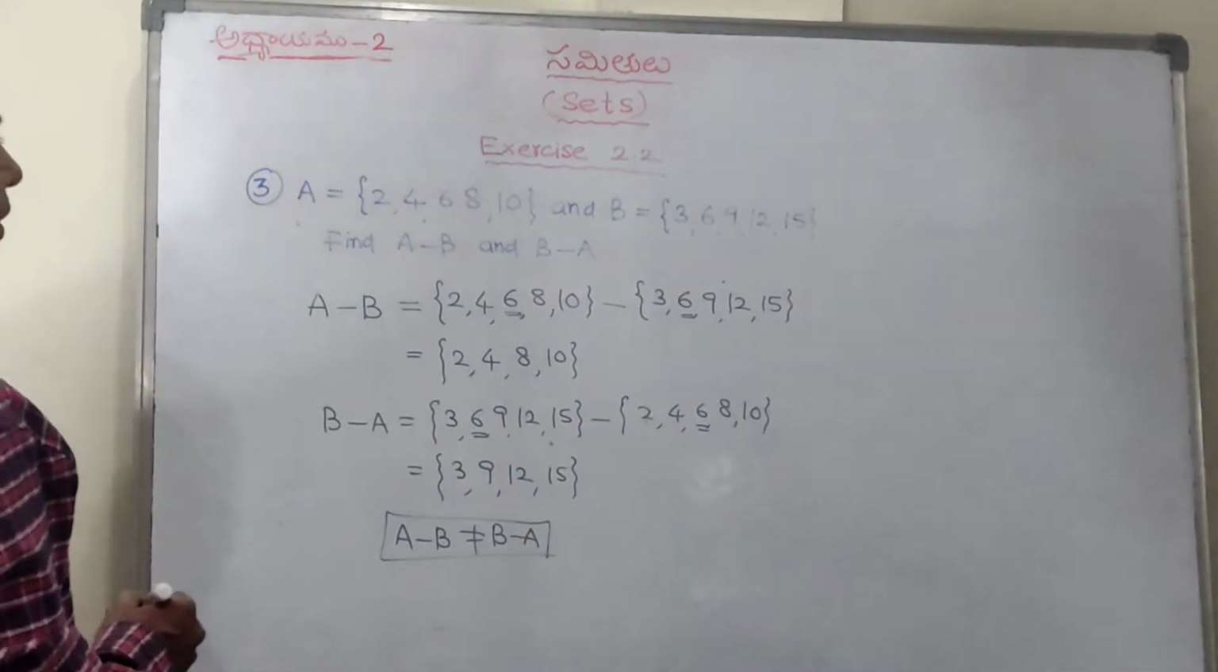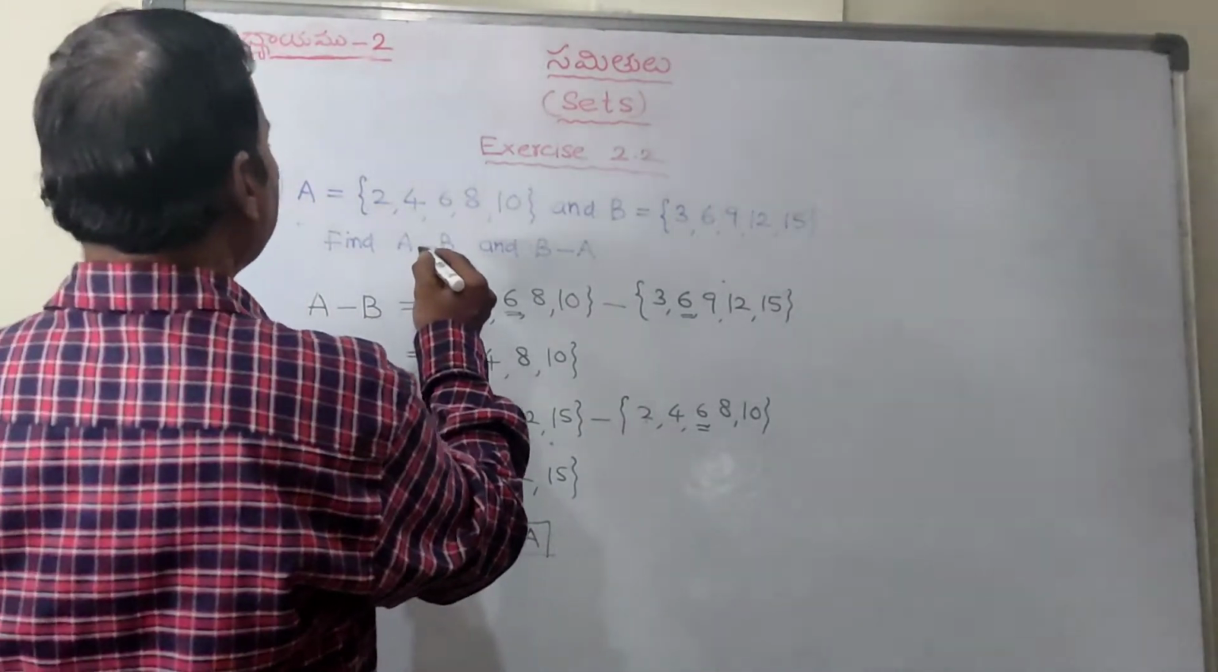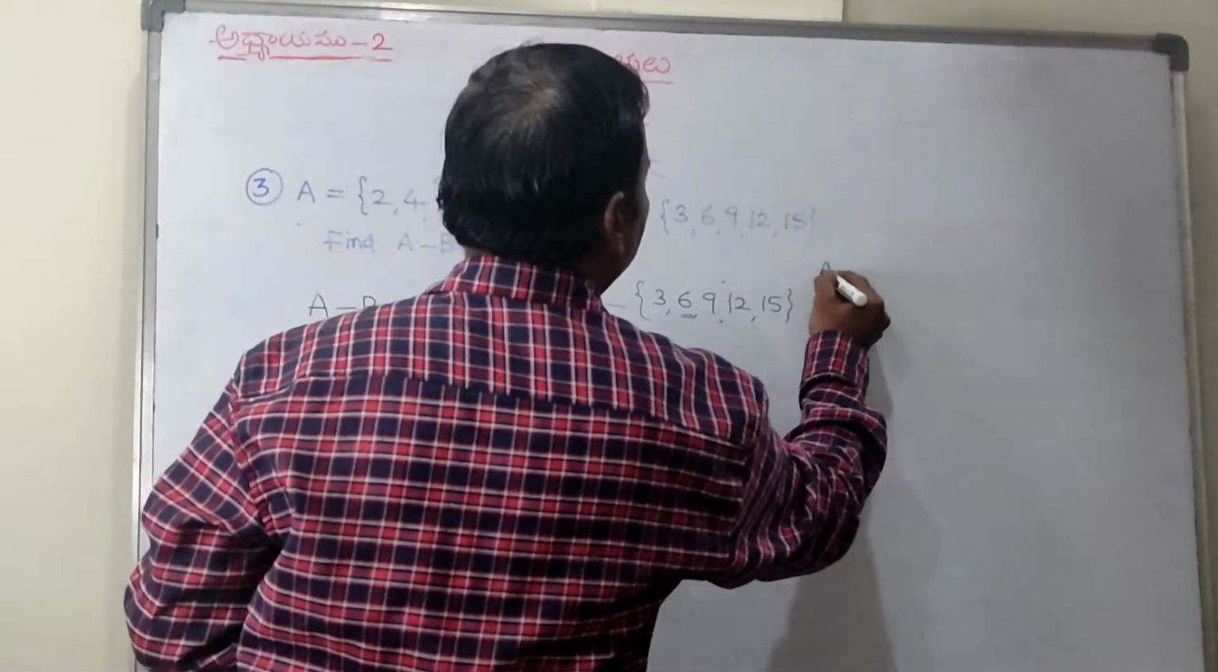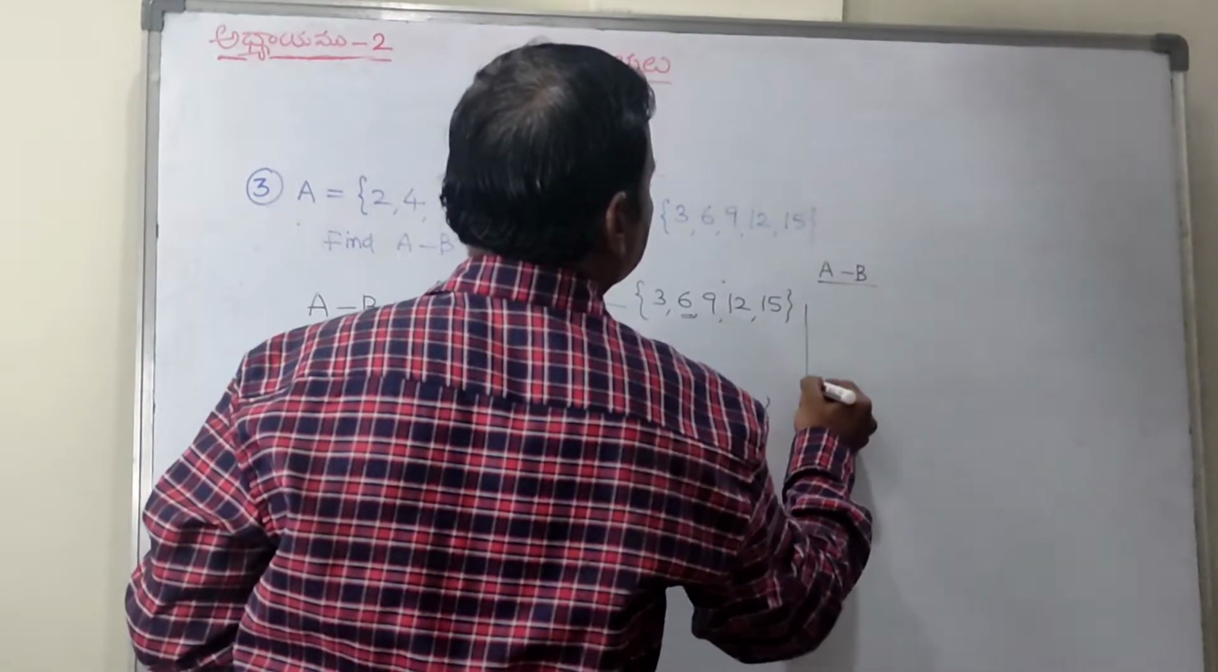They are not equal. So how will we represent A minus B and B minus A by Venn diagram? Let us see. A minus B, I am drawing here.